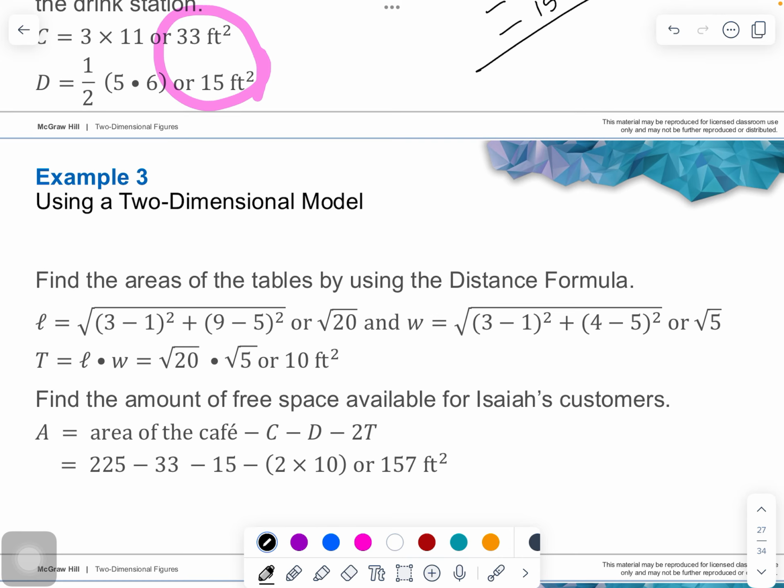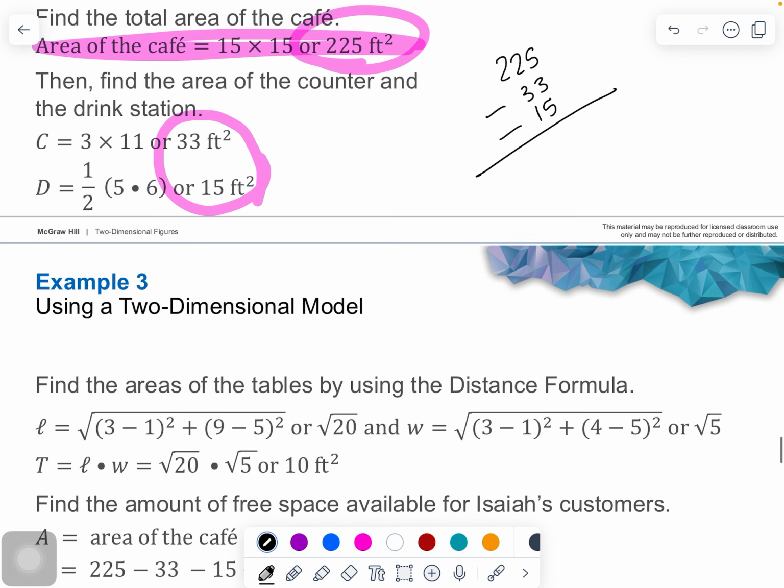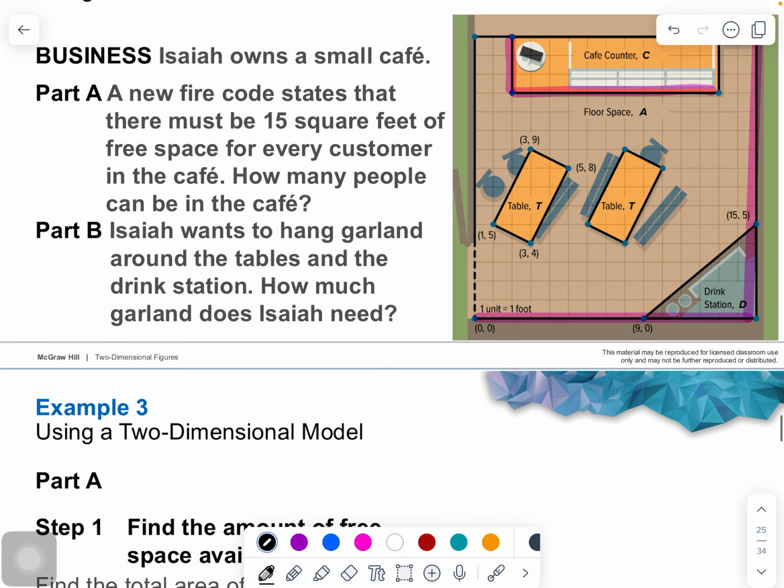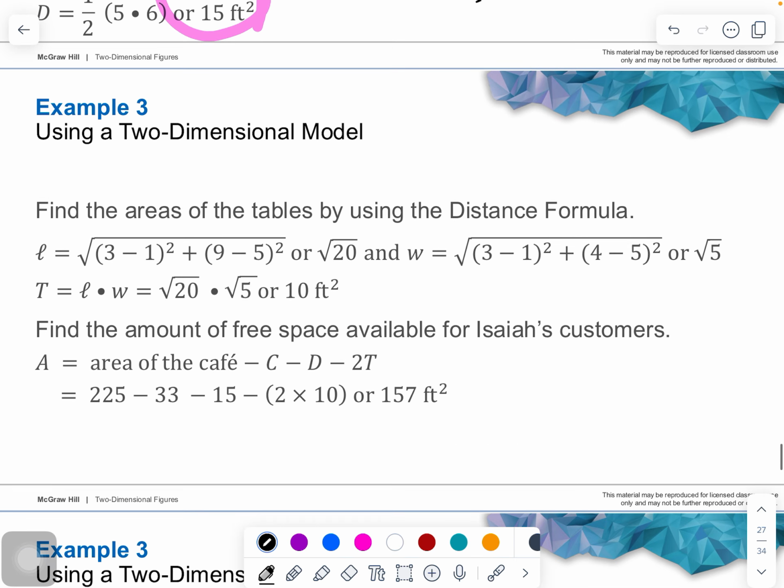Oh, he's got to find the area of the tables by using the distance formula too. That seems a little funny. I mean, he could just go measure his tables, but since he's got them in at an angle and we've got them on the grids, he's going to go find his distance formula. Since they're matching tables, he's only going to do one. So he did his distance formula on them, and he found out that they are 10 square feet.